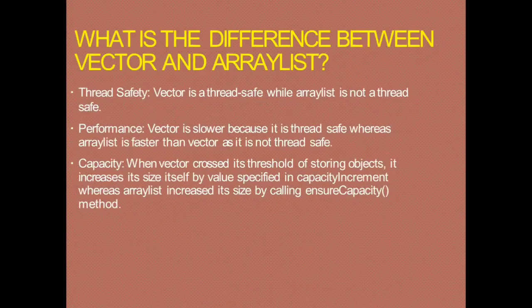Next question, what is the difference between vector and array list? Vector is thread safe, while array list is not thread safe. In terms of performance, vector is slower because it is thread safe, whereas array list is faster than vector as it is not thread safe. In terms of capacity, when vector crosses its threshold of storing objects, it increases its size by the value specified in capacity increment, whereas array list increases its size by calling the ensure capacity method.